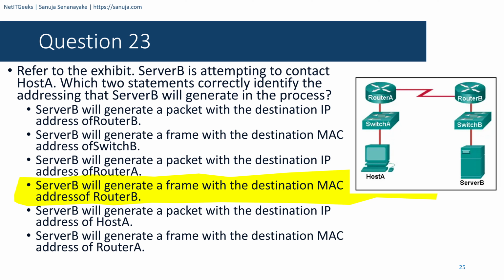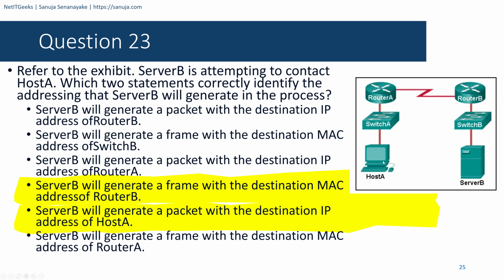So the answers are: server B will generate a frame with the destination MAC address of router B, and server B will generate a packet with the destination IP address of host A. So when server B is trying to communicate to host A, it's going to generate a frame with the destination MAC address of router B, and it will also generate a packet with the destination IP address of host A. Those are the two answers, because in order for a device to communicate, it needs the destination information, but it's going to be the destination MAC address of, in this situation, router B, because that's the first hop. So it's hop 1, hop 2, right?